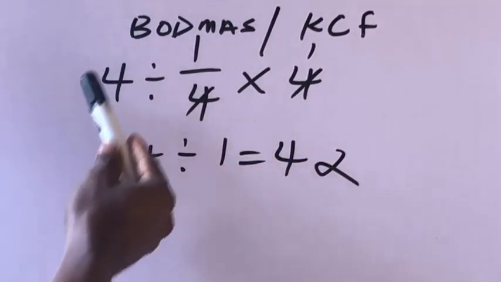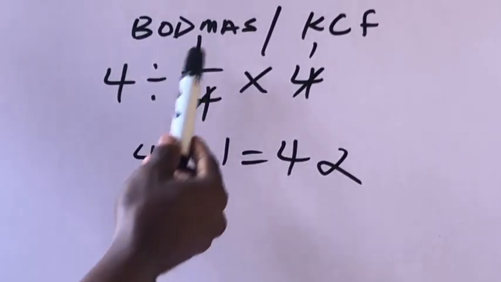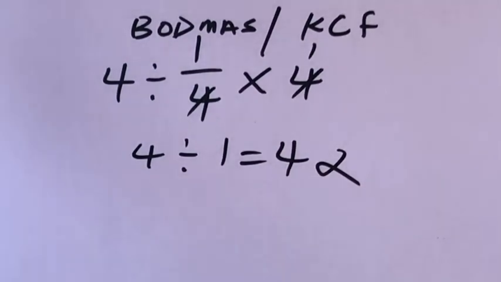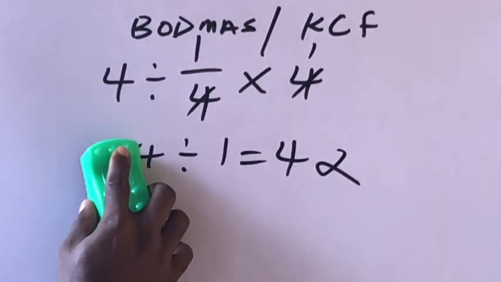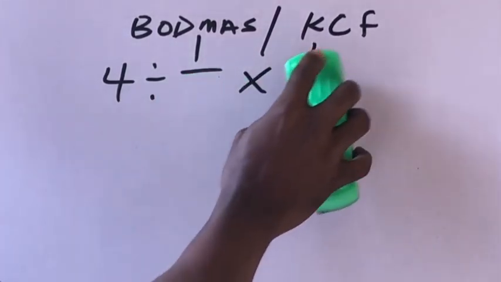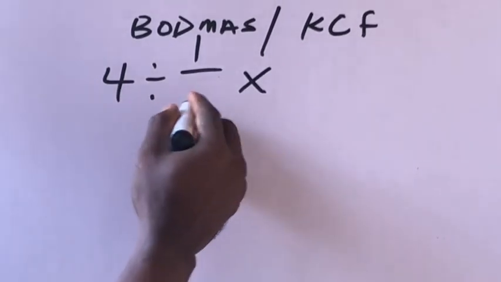So B stands for brackets, D stands for division, M stands for multiplication, A stands for addition, S stands for subtraction, K stands for keep, C stands for change, and F stands for flip. That's our KCF rules. So we are going to use it to solve this math problem. So our answer will look like this.